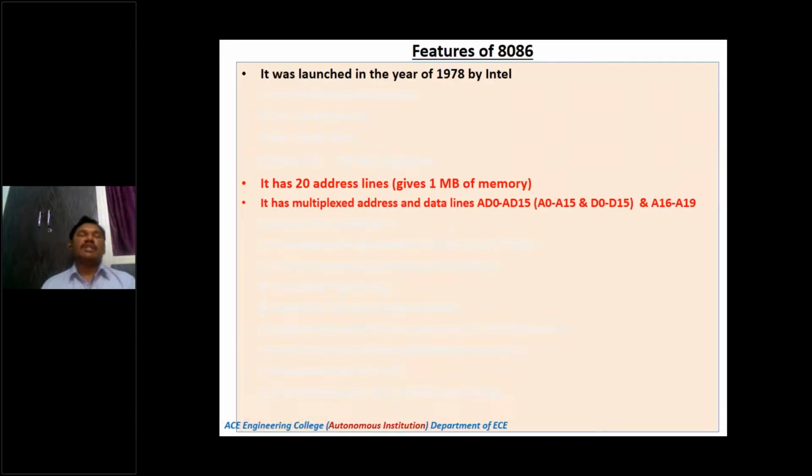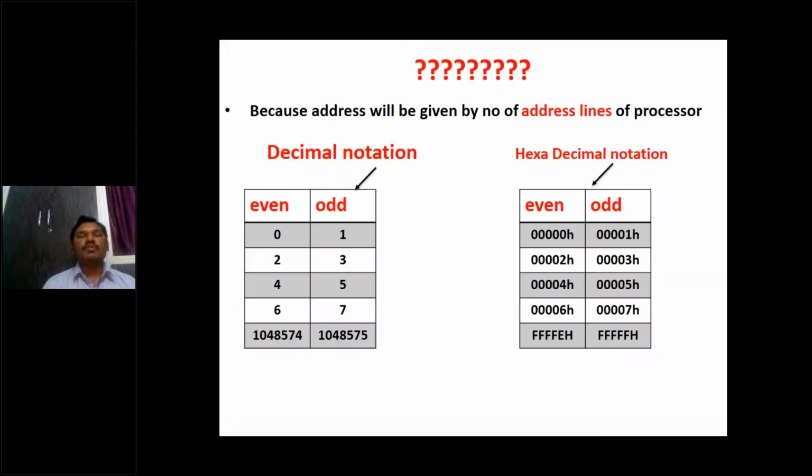See here, how many address lines are there in 8086? 20 address lines are there. So 2 power 20 is equal to 1 MB. 1 MB is nothing but 10,48,576. But that 10,48,576 is represented with 0 to 10,48,575. That's why we need to write these values as shown in the tables of decimal notation and hexadecimal notation.